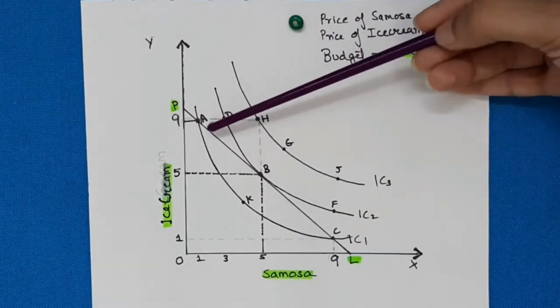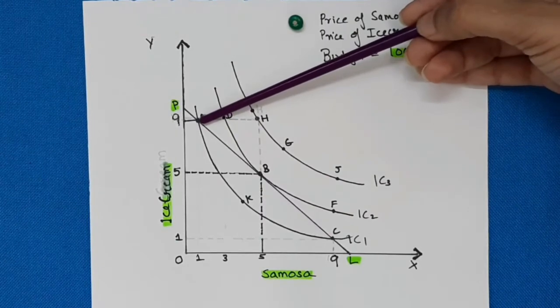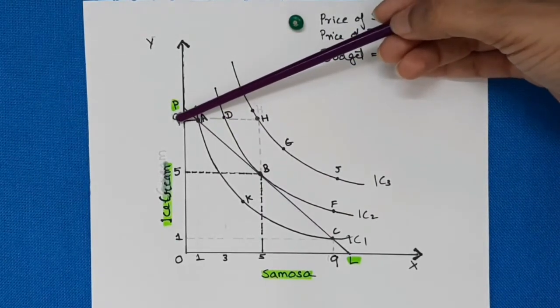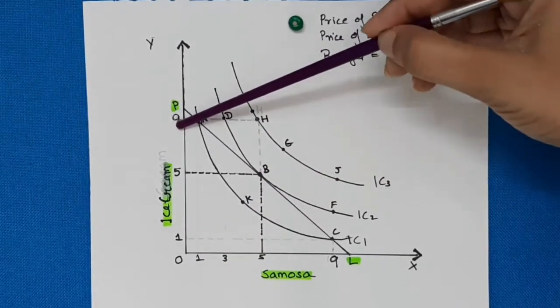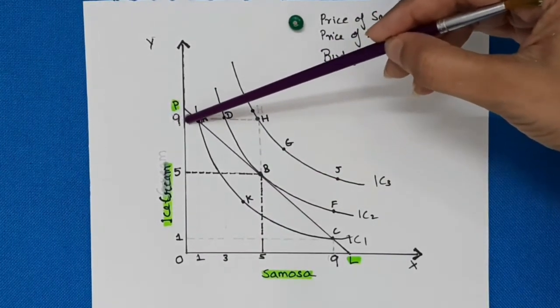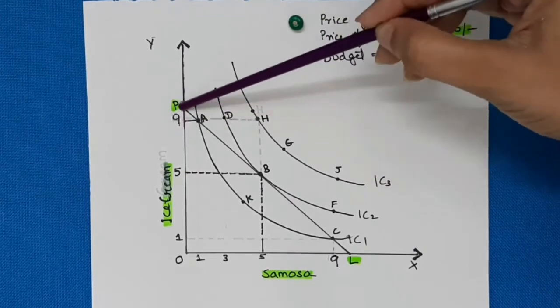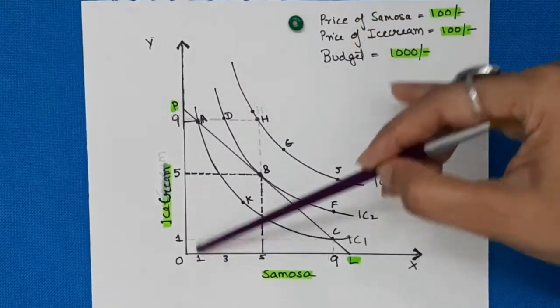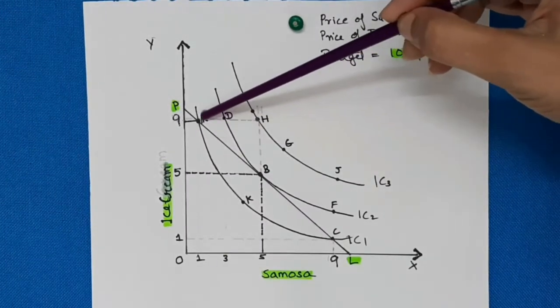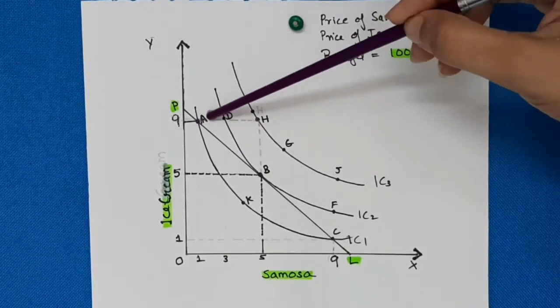So let's take point A. At point A, 9 units of ice cream are being bought and 1 unit of samosa. If I buy 9 units of ice cream at a price of 100 each, I'll be paying 900 rupees for ice cream and 100 rupees for samosas. 900 plus 100 is 1000 rupees. So you see point A, which is on the budget line, represents 1000 rupees.